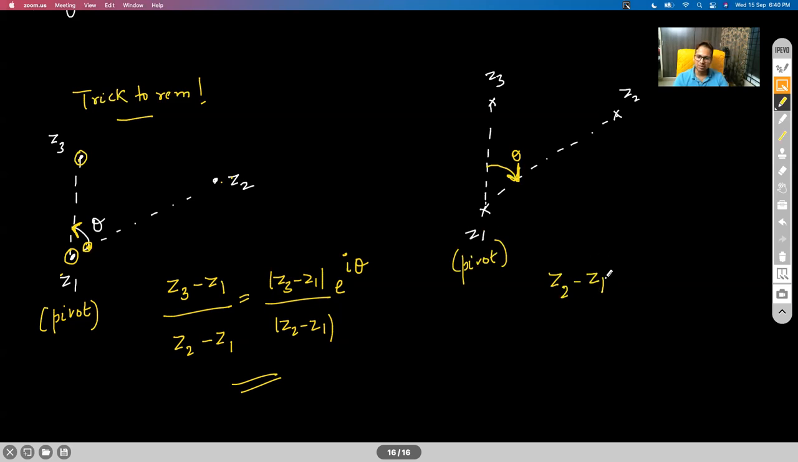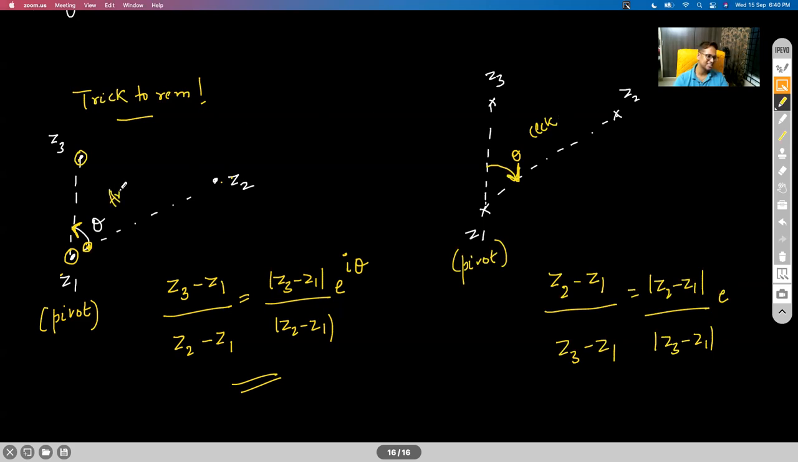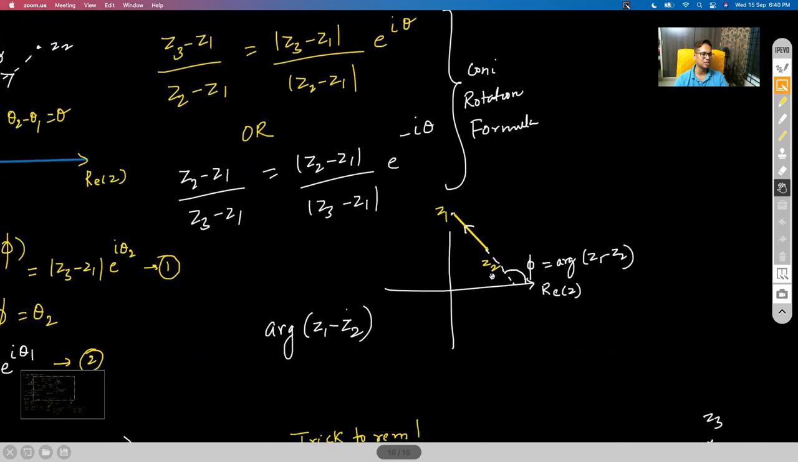So the pivot one should always come after the minus sign. Then the complex number connecting the tail of this angle. So it's Z3 minus Z1. Write down the modulus of both of them. E to the power. Now see, here you have taken in a clockwise manner. This was anti-clockwise. So if you have taken in a clockwise manner, you have to write minus i theta. This gives you the second formula, which I had given you on the top.